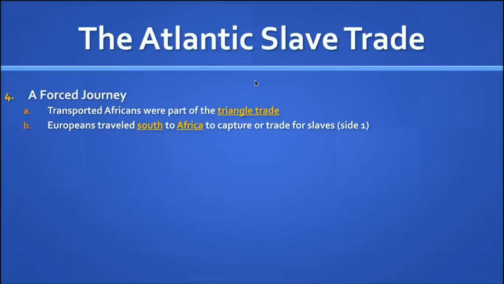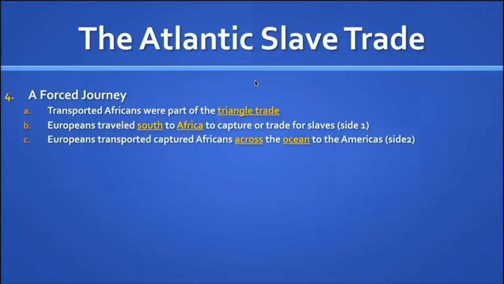Europeans traveled south to Africa to capture or trade for slaves. That's side one of your triangle. Like I said, you would load your ships up. You tried to load as many slaves as you could on your ship. You gave no consideration to comfort, bathrooms, anything like that. It was all about cargo. How much cargo could you fit on your ship? You didn't look at these people as humans, which is what really makes this such a sad and terrible story.